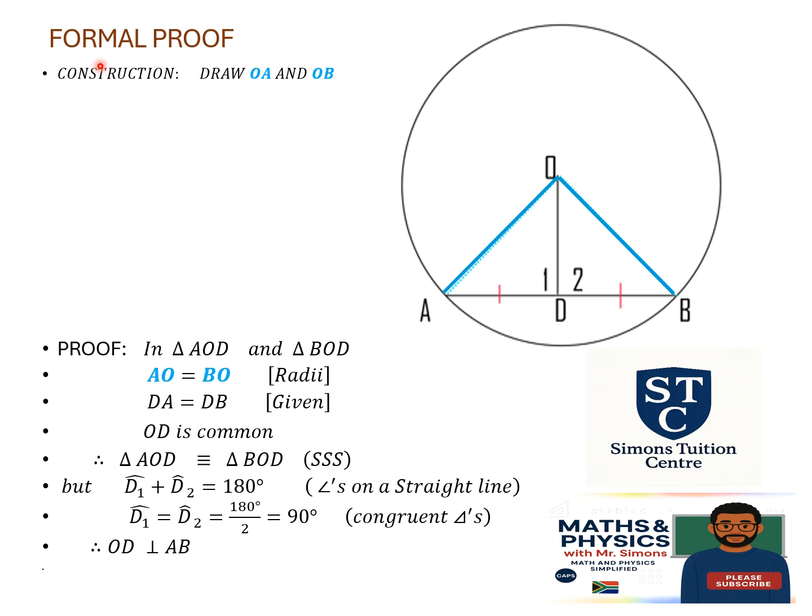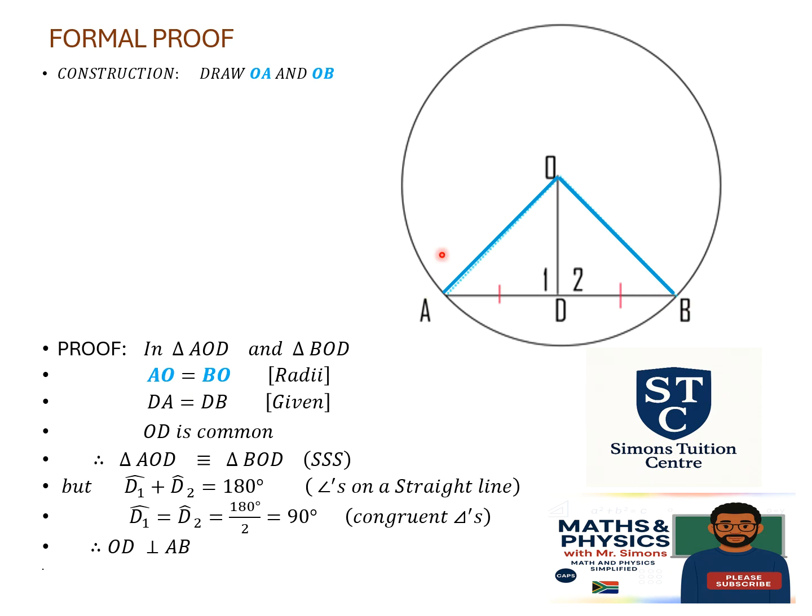The formal proof always starts with construction. Most of the drawings we give you for theorems we have to prove, we have to construct something before we can do the proof. So first we're going to draw OA and OB. You get 1 mark for that. We draw a line from O to A and a line from O to B.